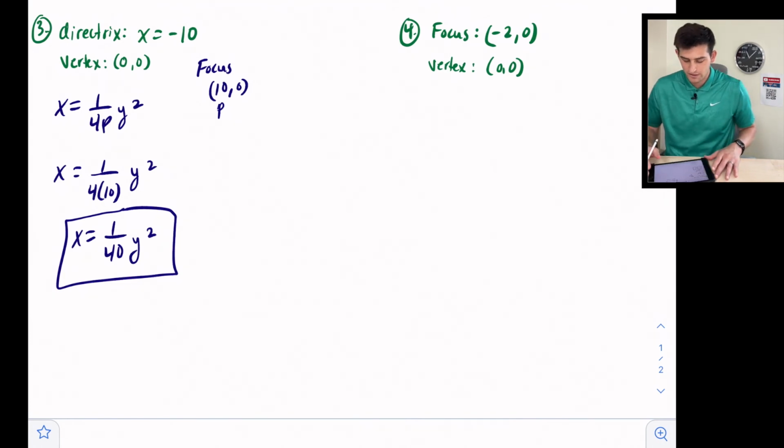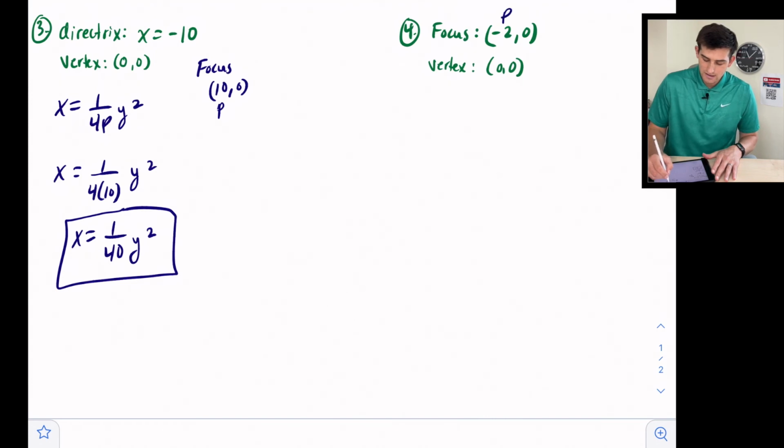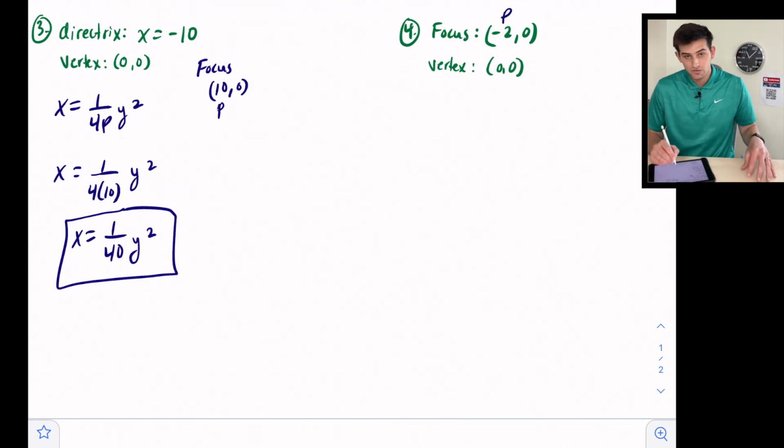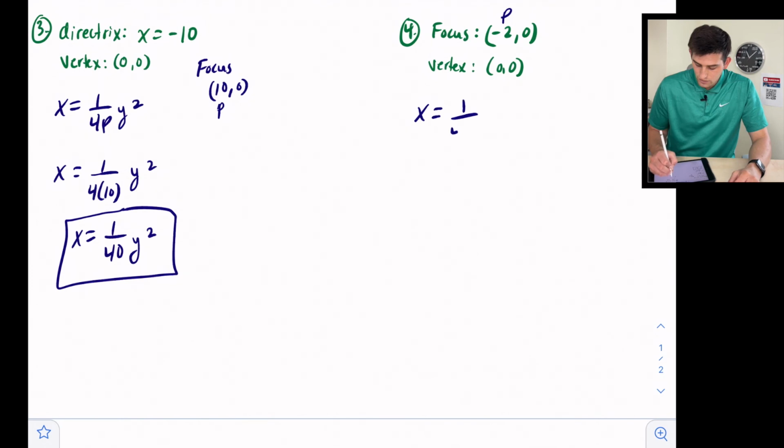And for the last one, we are given the focus, so we automatically know what our p value is. It is this negative 2 right here. So once again, notice that this is (-2, 0), so our focus is now on the left of our vertex, right? And so now that means our parabola is going to open left or right. And in this case, it's going to be opening left because our focus is on the interior of our parabola. Okay, so we can write this as x equals 1 over 4p times y squared.